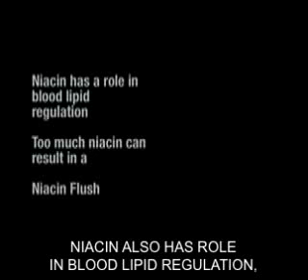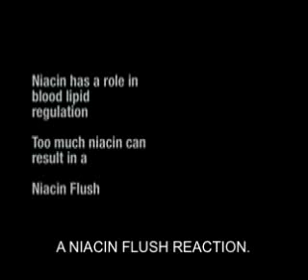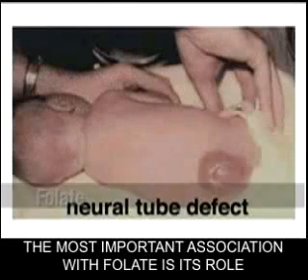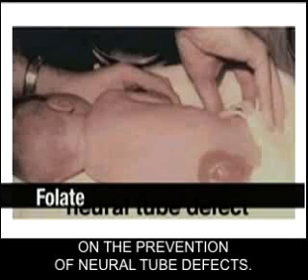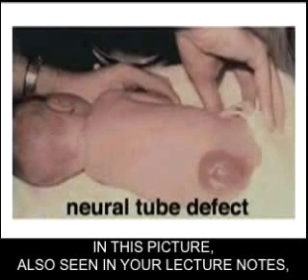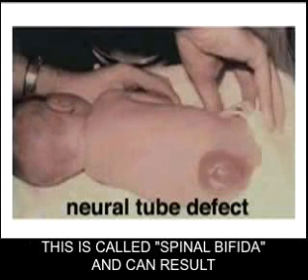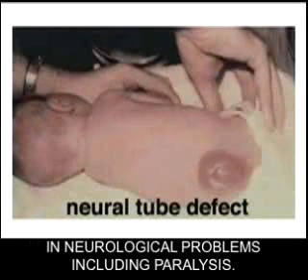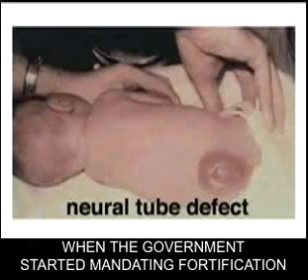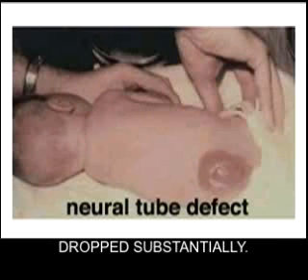Niacin also has a role in blood lipid regulation, but too much niacin can result in what's called a niacin flush reaction. The most important association with folate is its role in the prevention of neural tube defects. In this picture, also seen in your lecture notes, the spinal cord is protruding from the back of this newborn. This is called spina bifida and can result in neurological problems, including paralysis. When the government started mandating fortification with folate, the incidence of neural tube defects dropped substantially.